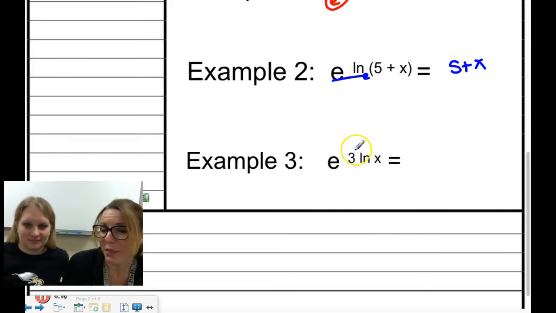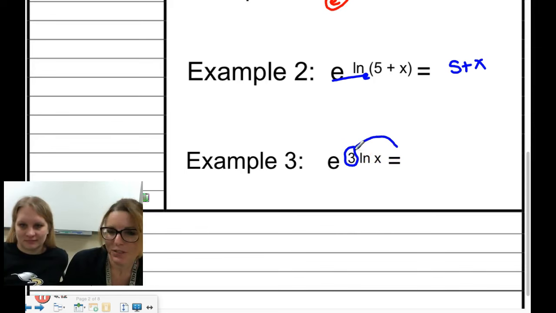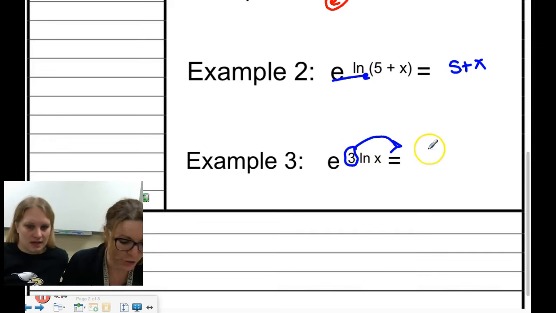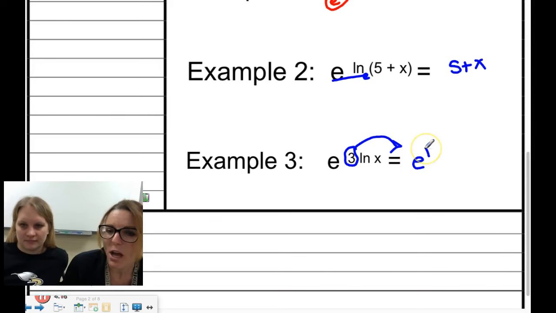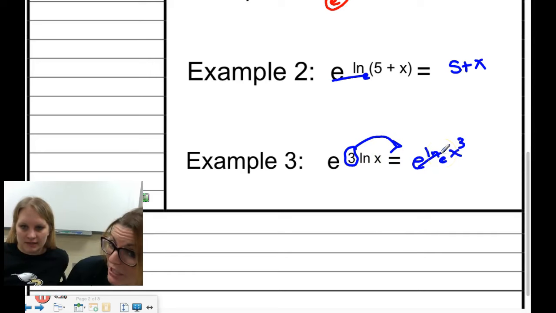So you're going to bring that 3 backwards and up to the x. So you're going to rewrite that then as e, natural log, and you can write the little e as the base, just so they remember, and it's x cubed. Now look, again, like example 2, because the e's are the same, the answer is just x cubed. Got it. That's it.